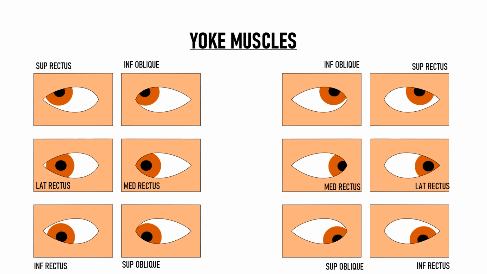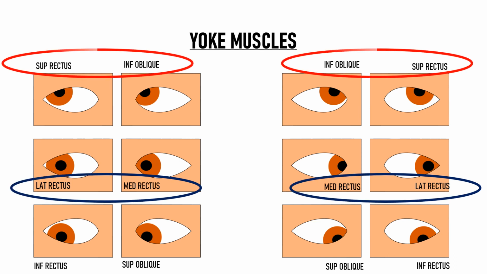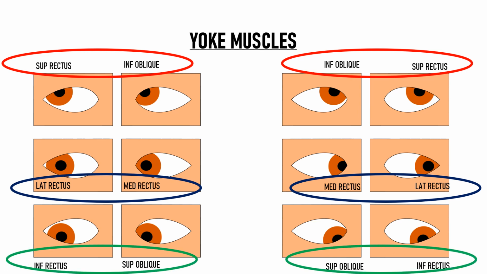Therefore, the yoke muscle of medial rectus is lateral rectus of the opposite eye. Superior rectus and inferior oblique are yoke muscles of each other, and the third pair of yoke muscles is superior oblique of one eye and inferior rectus of the opposite eye. Yoke muscles are also known as synergists or agonists.